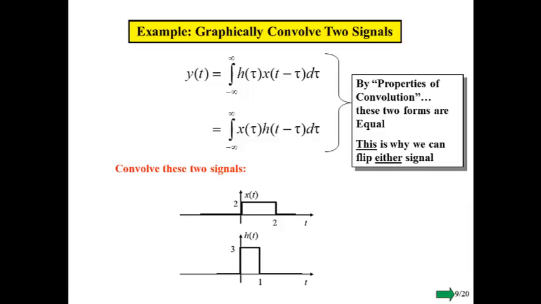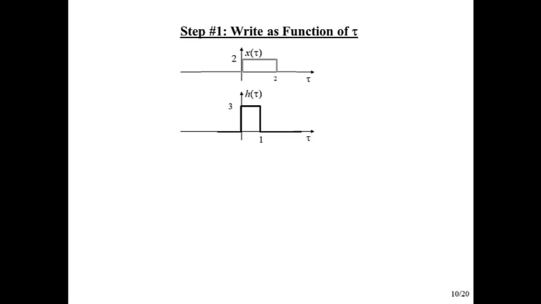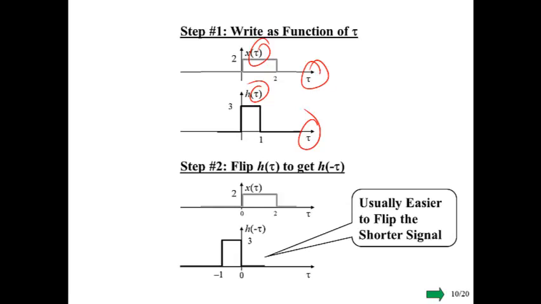So here are the two signals that we're going to convolve. We've got an x of t, we've got an h of t. First step, pretty easy. Just write everything in terms of tau. That's just notational issues. Now we're going to flip one, and I usually find it easier to flip the shorter signal. So in this case, this one is shorter, so I flip that. So I anchor it at 0, regardless of where the signal is, and I flip it about the vertical axis.